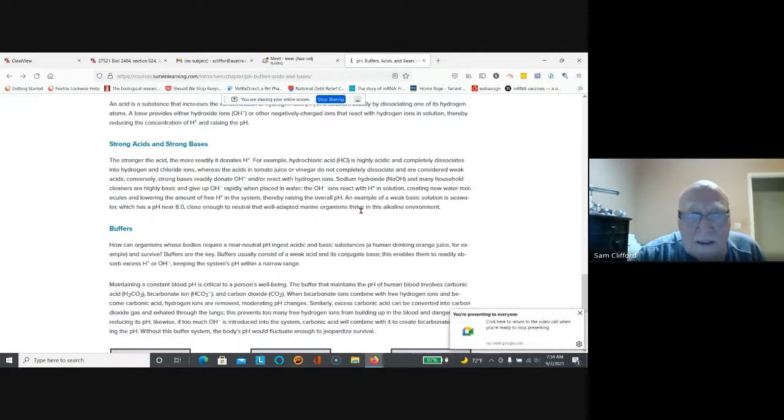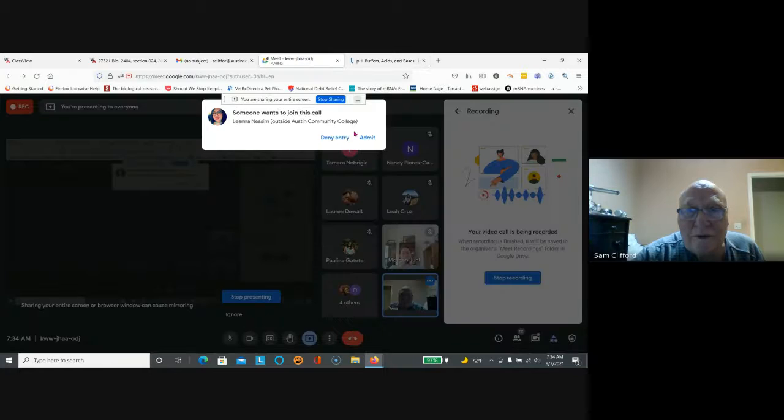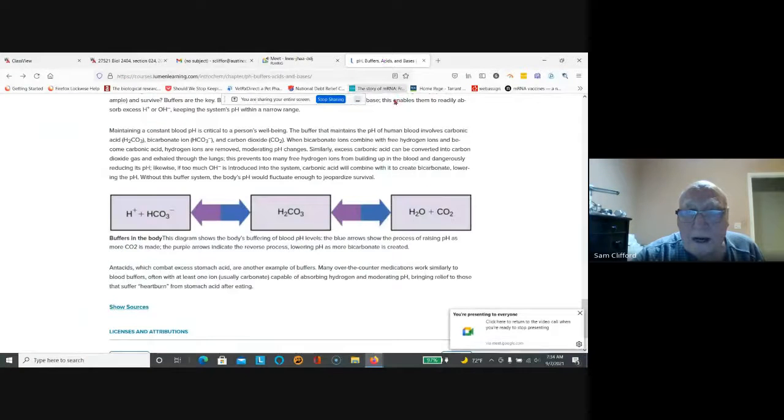Back here. So this is carbonic acid. When you breathe, you expel CO2. Your body produces carbon dioxide. Some of that carbon dioxide will stay in the blood, stay in the tissues, and with the water present in your body, it creates carbonic acid.